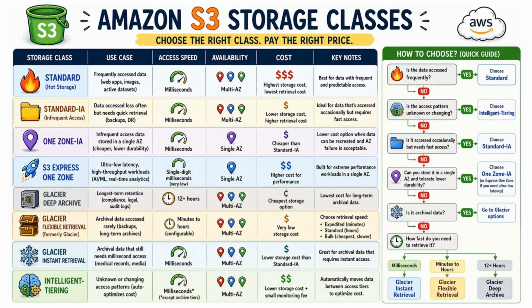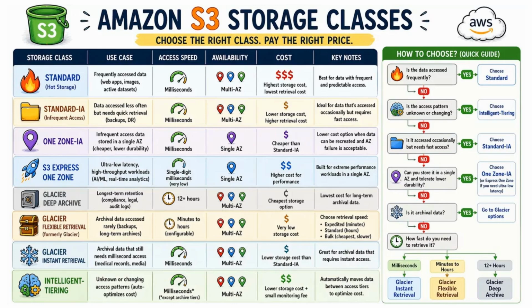Then, standard IA. Data you don't access often, but still need quickly when required. One zone IA, it's cheaper, but stored only in a single zone. Use it for non-critical data that you can recreate if it's lost. A newer option, S3 Express One Zone. It's built for ultra-fast access and high-performance workloads. It also stores data in a single zone, so use it when performance matters more than redundancy.